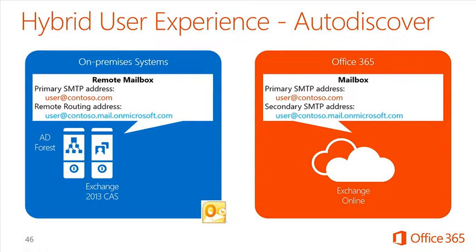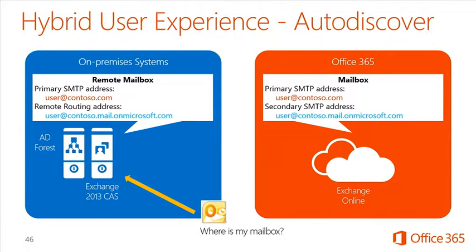So, I was going to say, for the auto-discover question, I thought we had a couple slides on that. It turns out to be the next one. In this case, users have on-prem a user at contoso.com, online a user at contoso.com. The mailboxes in Office 365 will have a secondary address of the mail.onmicrosoft.com. Any user objects who have been moved will have a mail-enabled user on-prem pointing to the secondary SMTP address of the Office 365 mailbox.